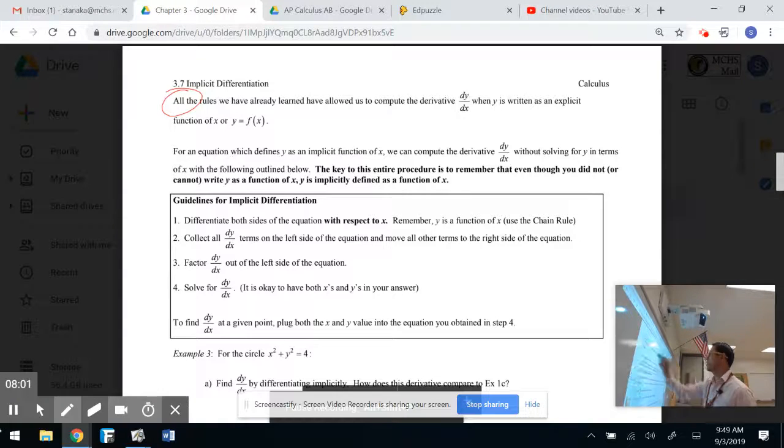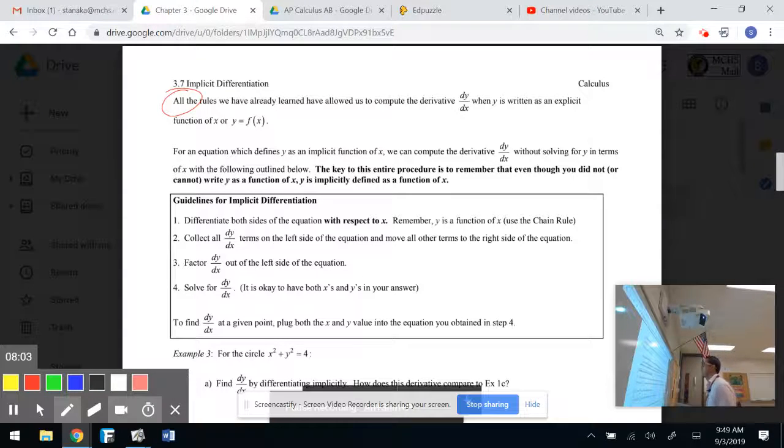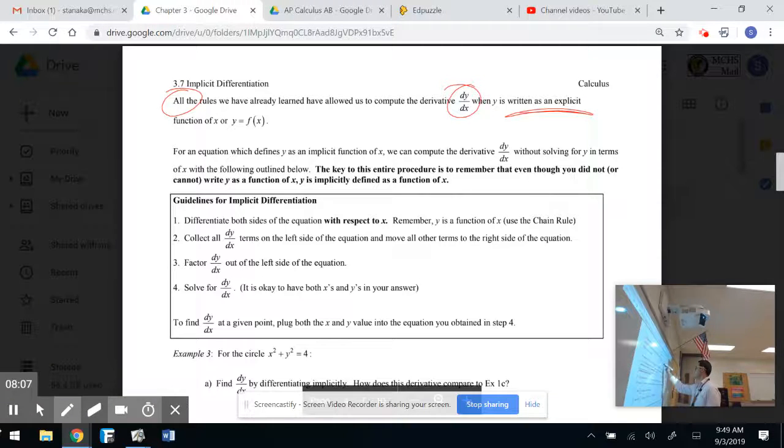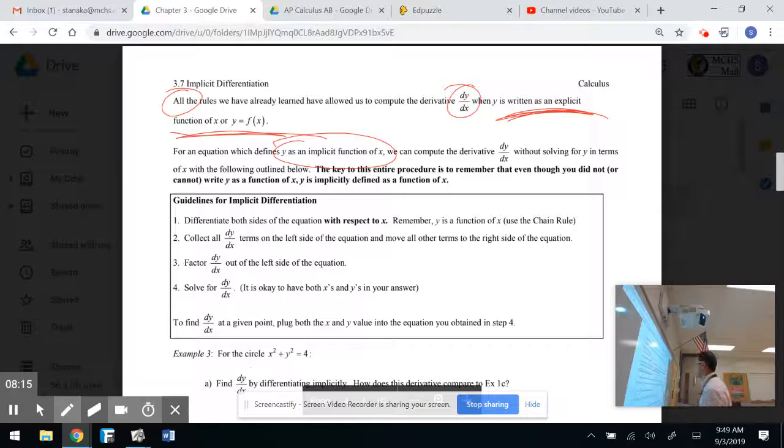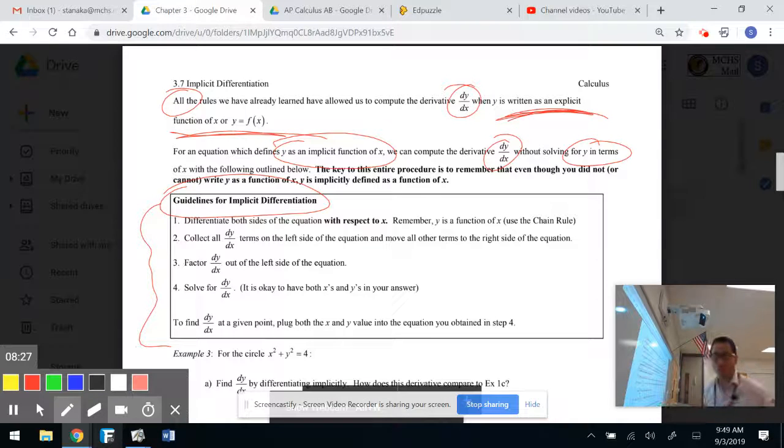All the rules that we have already learned have allowed us to compute the derivative dy/dx when y is written explicitly in terms of x. For an equation which defines y as an implicit function of x, we can compute dy/dx without solving for y in terms of x. And that actually ends up being really nice. It saves a lot of time. And so we do want to follow these guidelines, so let's go over them real quick.